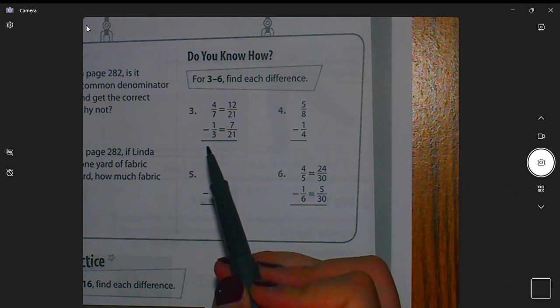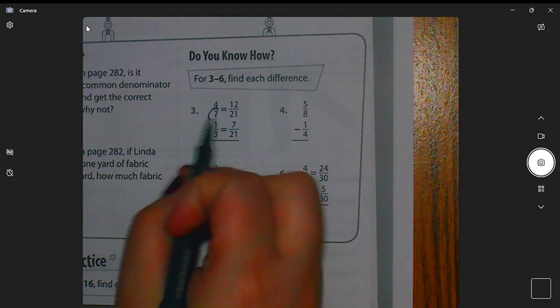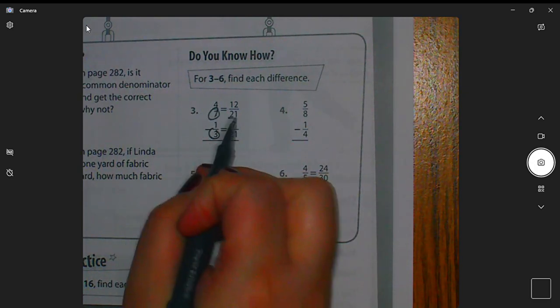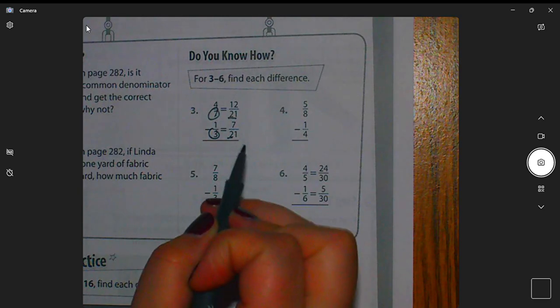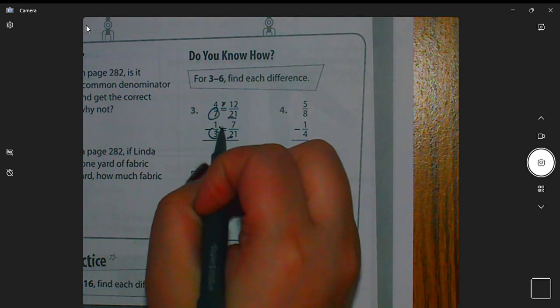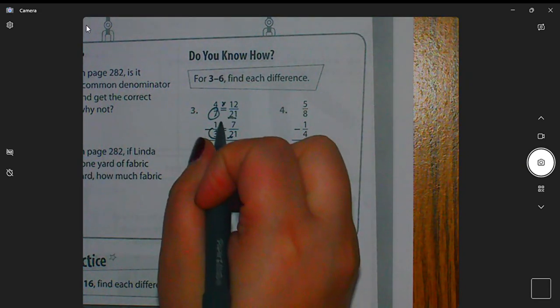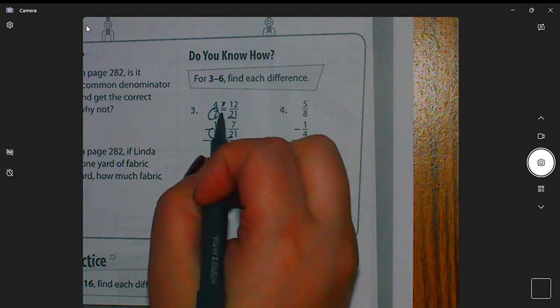So, with 7 and 3, are either one of them a multiple of the other? No. So I'm going to do the trick that I know. I'm going to multiply my denominators together, and I'm going to get 21. But now I have to figure out how to get from 3 to 21. I went by 7. From 7 to 21, I went by 3.